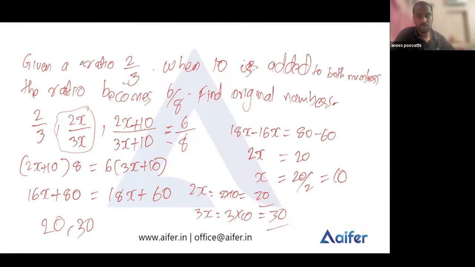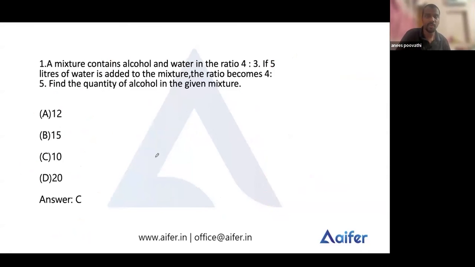Given a ratio 2:3, when 10 is added to both numbers, the ratio becomes 6/8. So we write the ratio 2/3 as 2x/3x. When 10 is added to both, we write the new ratio, equate it, solve, find x, and get 2x and 3x. Is it clear? Any doubts, you can ask in the chat box, else I will do some questions.